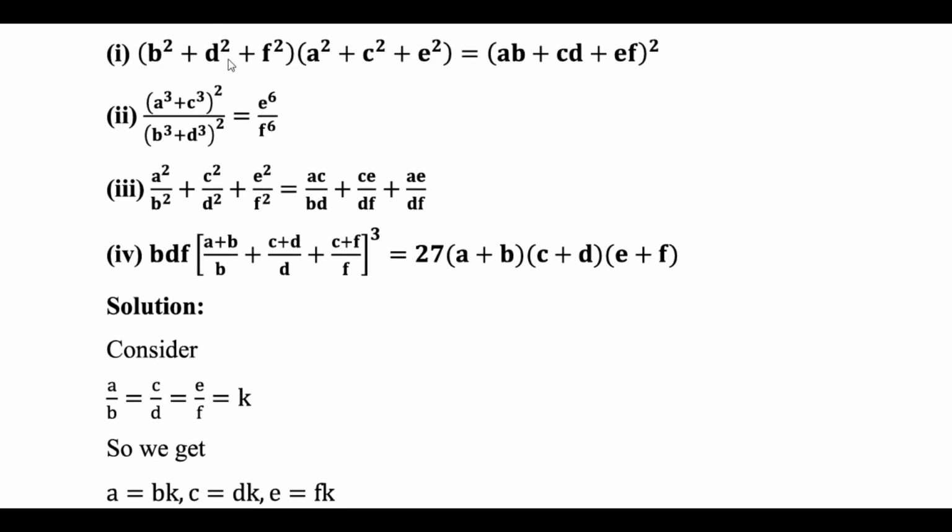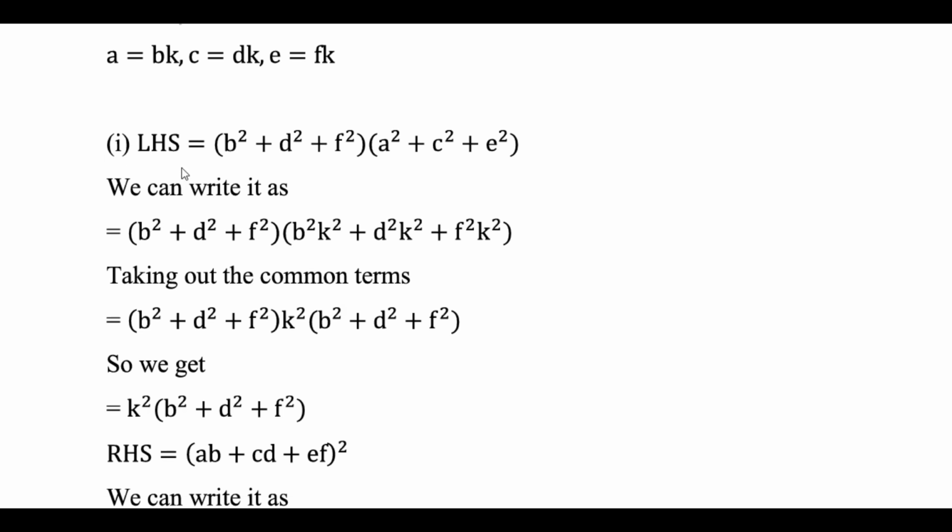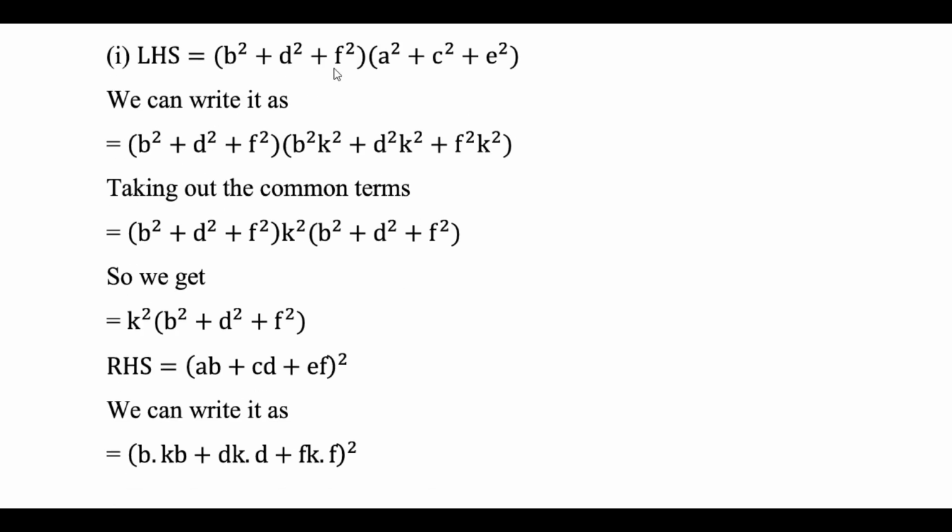That is (b² + d² + f²)(a² + c² + e²) = (ab + cd + ef)². So this is the left hand side, and this is the right hand side. Let's come to the left hand side: (b² + d² + f²)(a² + c² + e²).